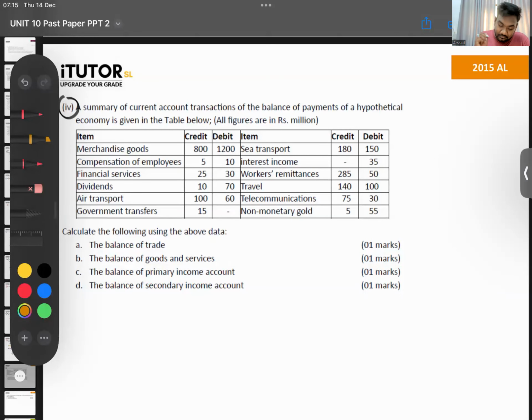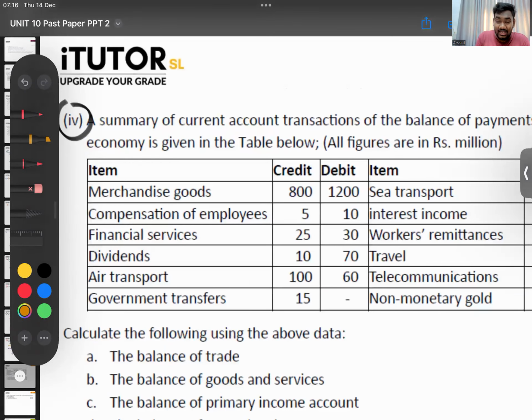Right. So they've given you a table. They're asking you for the balance of trade, the balance of goods and services, the balance on the primary account, the secondary income account. They're asking you for the balance: 1 mark, 1 mark, 1 mark. Always remember, whatever is shown as credit is the inflow of money. This is you getting money. The debit is the outflow.